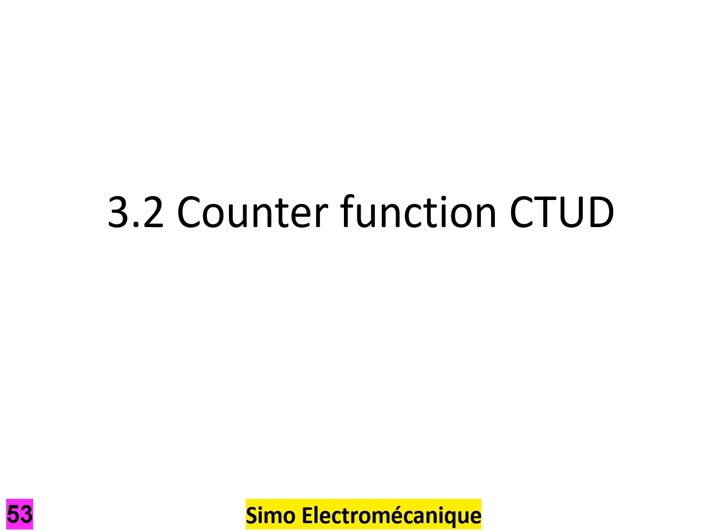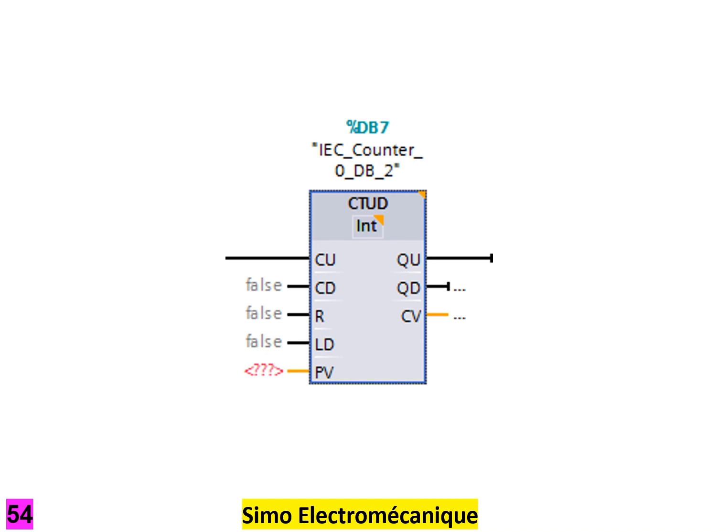Counter function CTUD. The final counter function, CTUD, or count up and down, has two counting inputs. When input CU is triggered, it increases the count value CV by 1. When input CD is triggered, it reduces or decrements the value in CV by 1. Input R resets the counter.